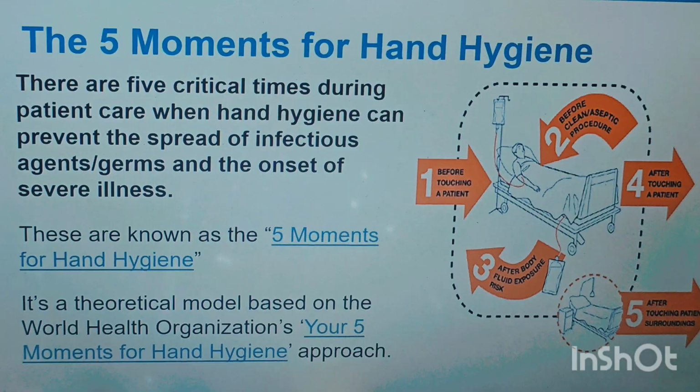There are 5 critical times during patient care when hand hygiene can prevent the spread of infectious agents or germs and the onset of severe illness. The 5 moments for hand hygiene are: before touching a patient, before a clean or aseptic procedure, after body fluid exposure risk, after touching a patient, and after touching a patient's surroundings.